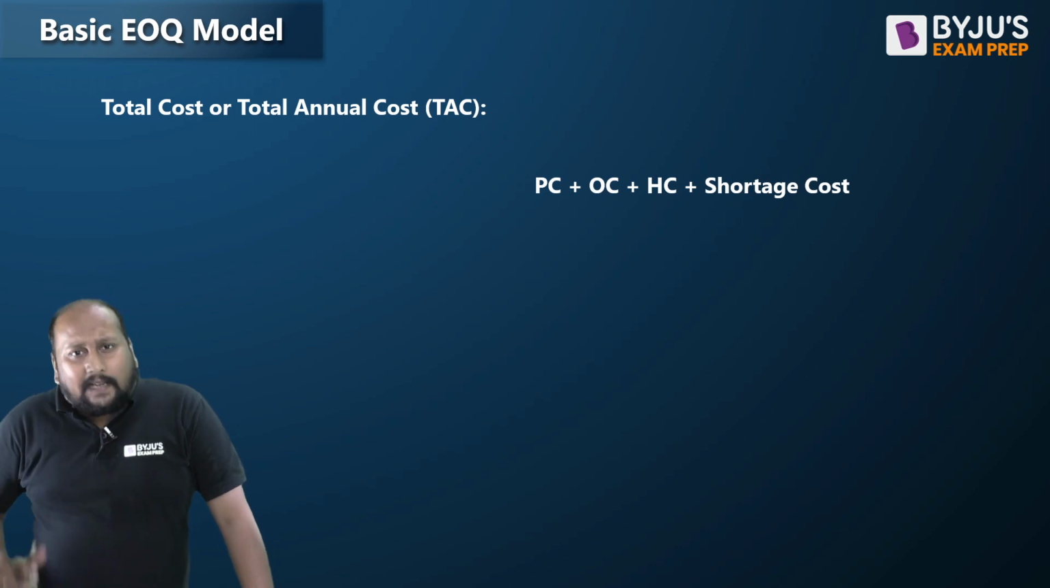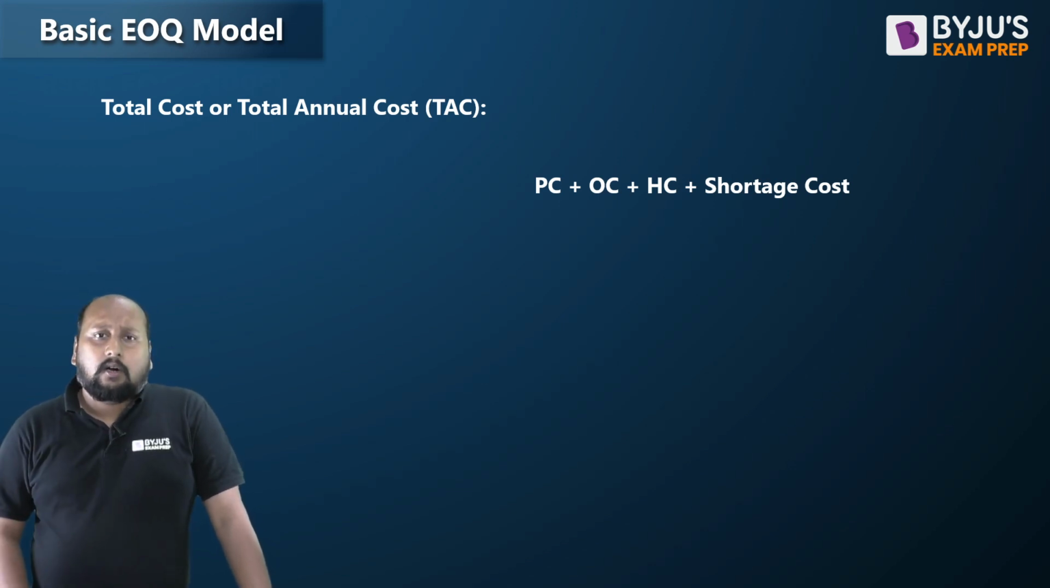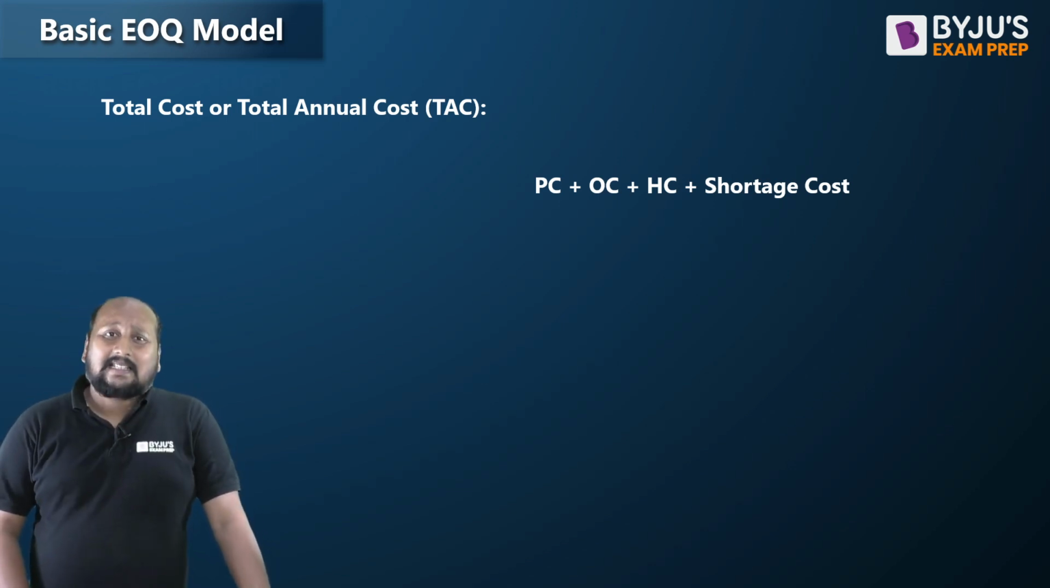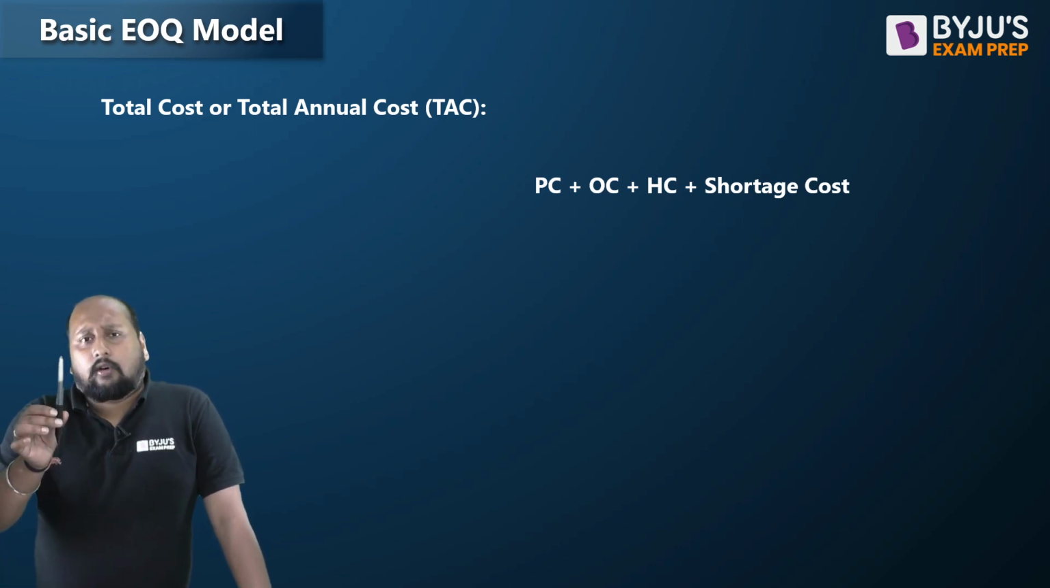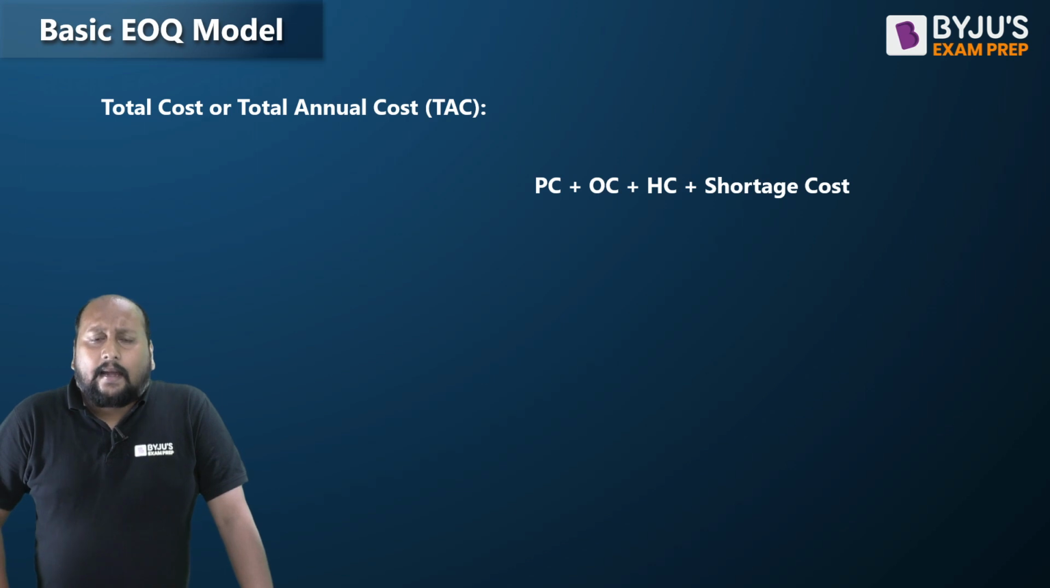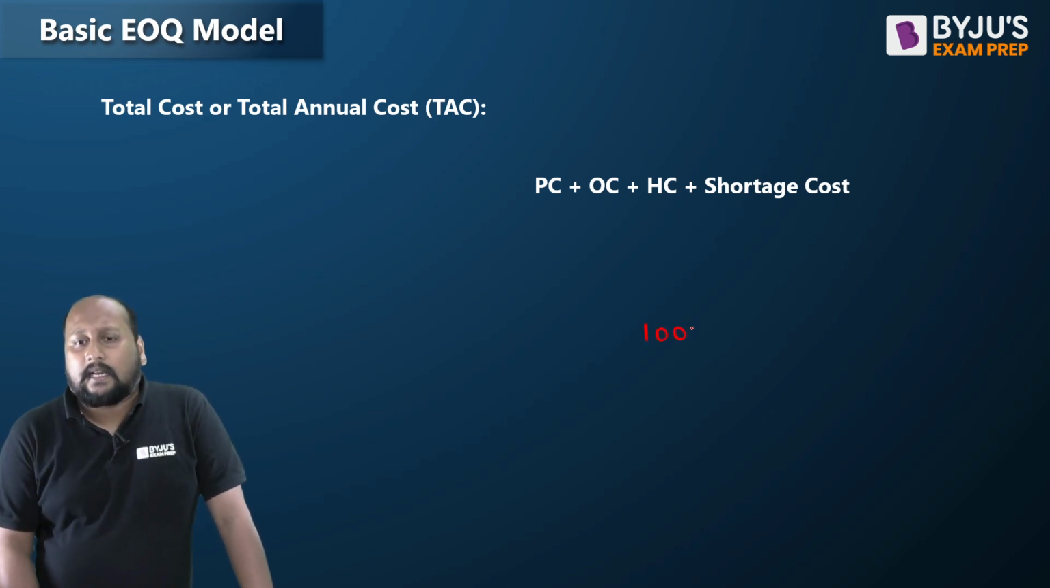Okay, so let's hear out what this EOQ or economic order quantity is, what the basic understanding of that is. Now let us suppose I need to procure this pen, okay, and you require 1000 units. Let us suppose you require 1000 units in a year.